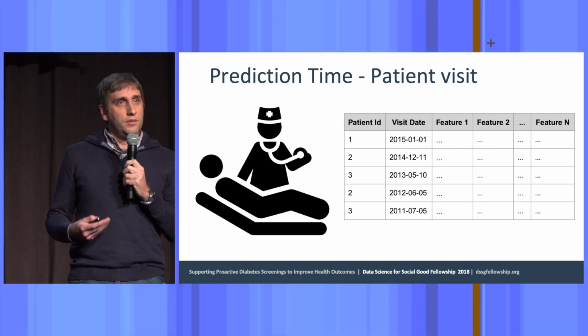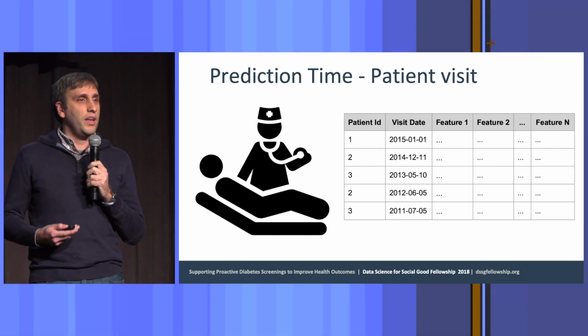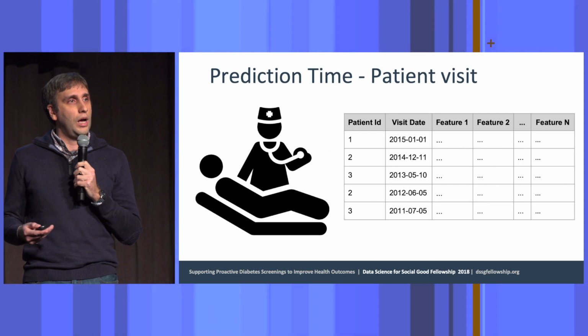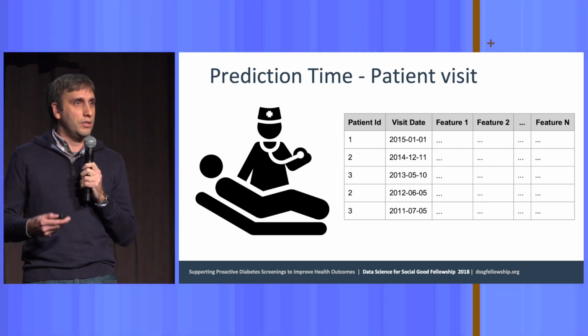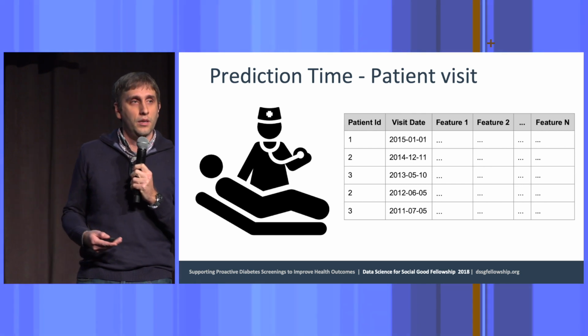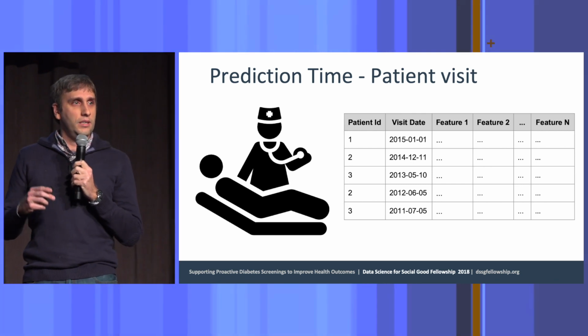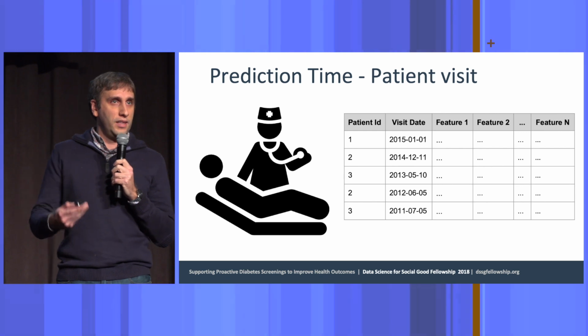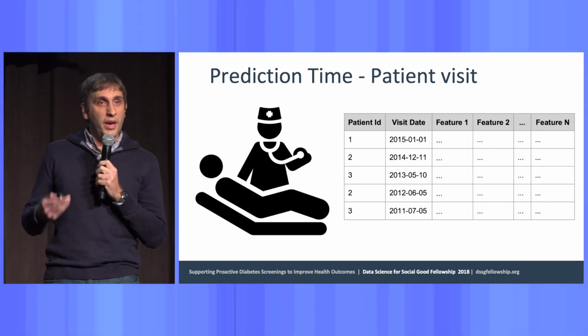After identifying cases of type 2 diabetes, we define when our intervention will happen, and we decide to compute the person's risk of developing diabetes at the moment of the visit. So the rows in the data set we use to train and test our models are patient visits.